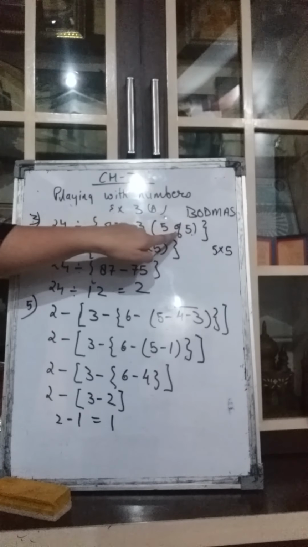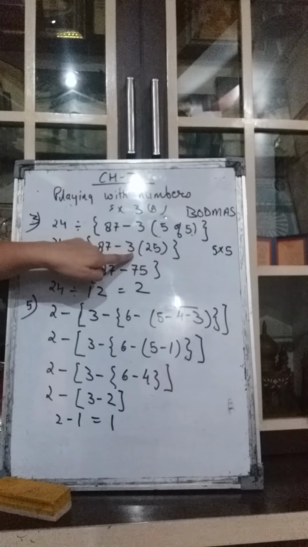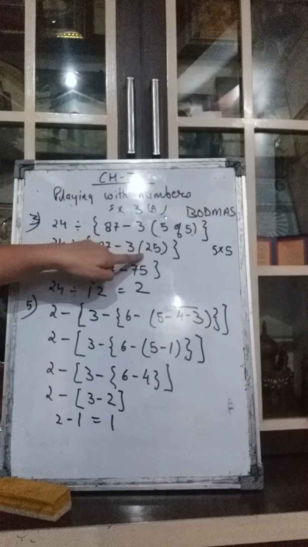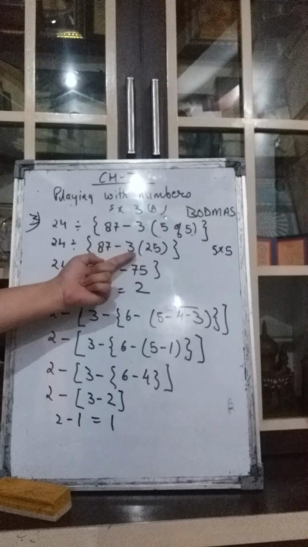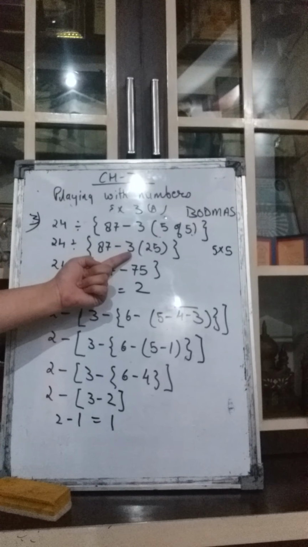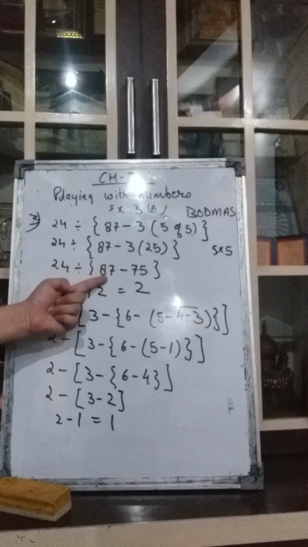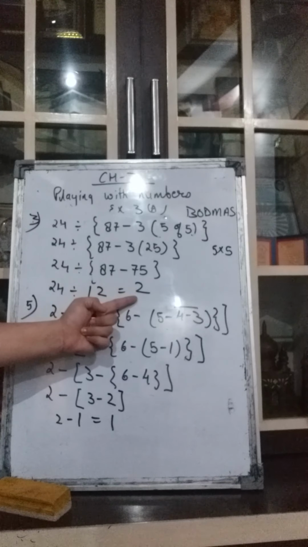5 of 5. Of means multiplication. That gives you 25. Then solve this first. Okay. 3 into 25. There is no sign. So no sign means multiplication. Bracket and the number, when there is no sign between the bracket and the number, it means multiplication. So 3 into 25 gives you 75. Now you will solve this, which gives you 12, and then 24 divided by 12 gives you 2. Clear?